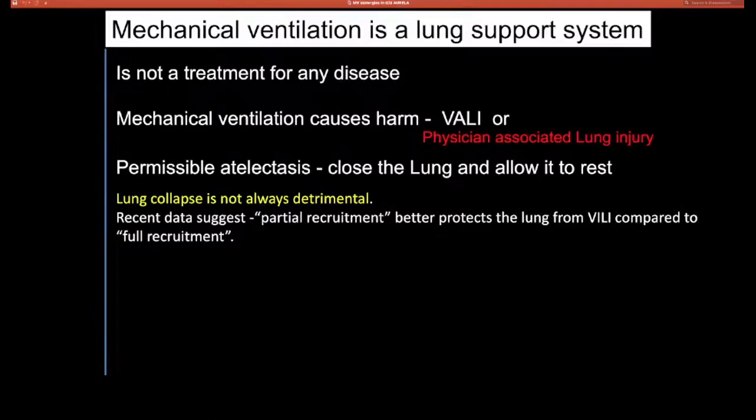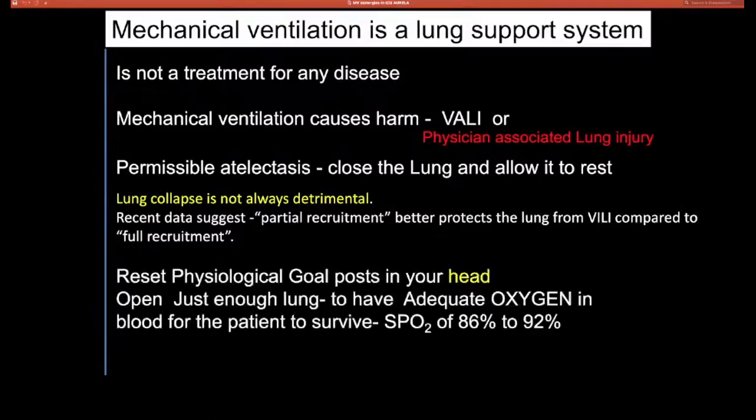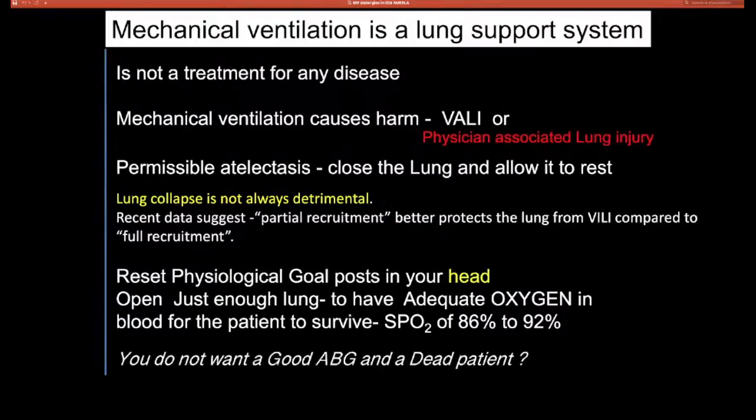That is the idea. The one common problem when we try to implement this kind of goals of a saturation of anything around 90 is that it is very, very difficult for the younger colleagues, especially anesthesia colleagues, because they are always happy to see a saturation of 99. Meaning they are trying to open up too much lung. They are trying to open up a diseased lung. So at the end of the day, you don't want to have a good ABG and a dead patient, right? So you have to reset the physiological goals in your head.